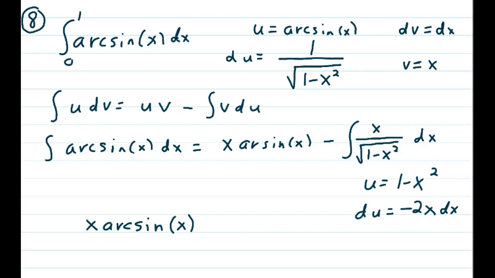That's going to be a u sub. u is equal to 1 minus x squared. du is negative 2x dx, which we have to finish up.